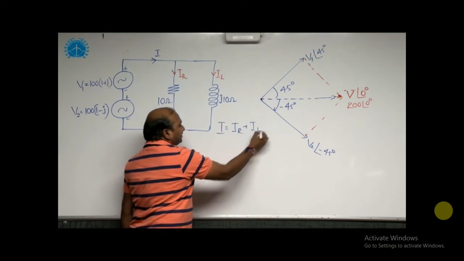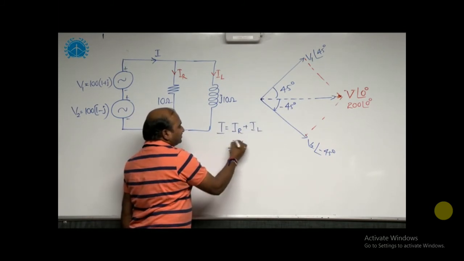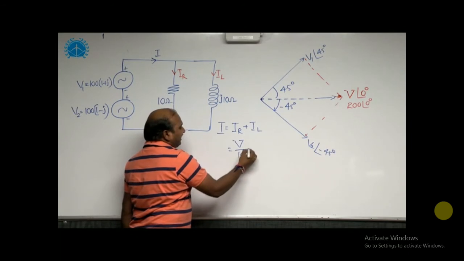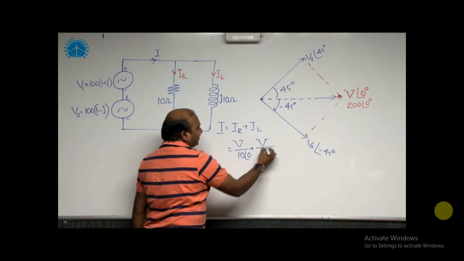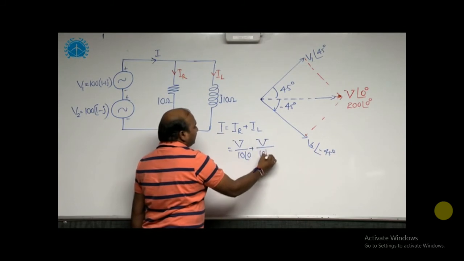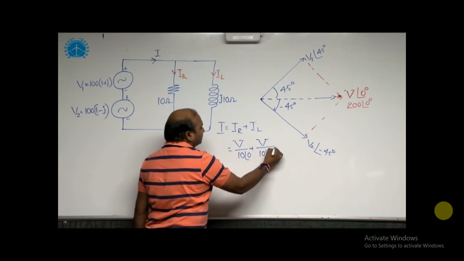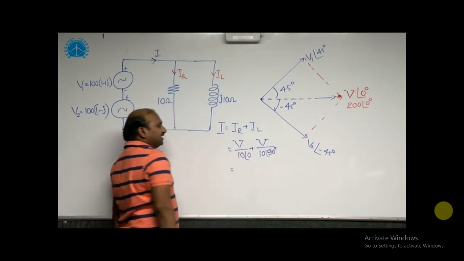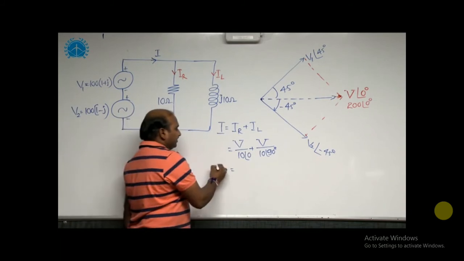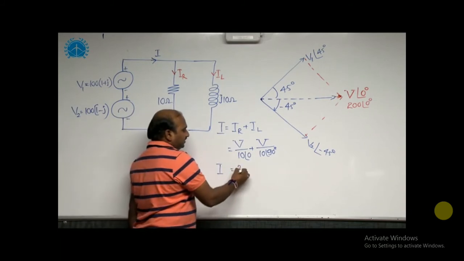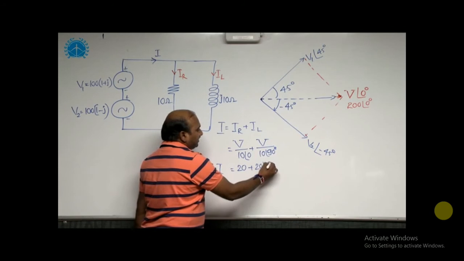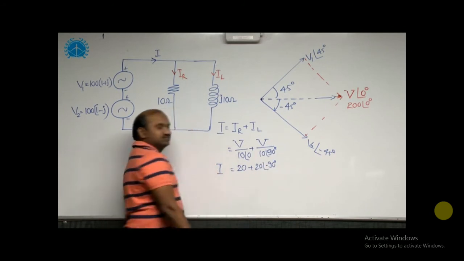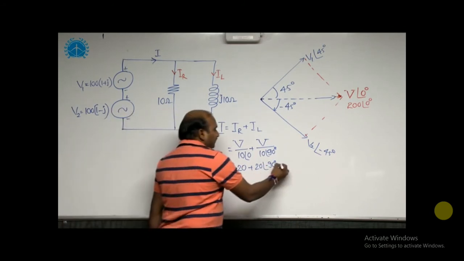That's why I can take I is equal to IR plus IL, where IR is V by R, 10 at an angle 0, and V by L is 10 at an angle plus 90 degrees. This is 200 at an angle 0. Finally, we are getting the current: 200 at an angle 0 means 20 plus 20 at an angle minus 90 degrees. We are getting this one.